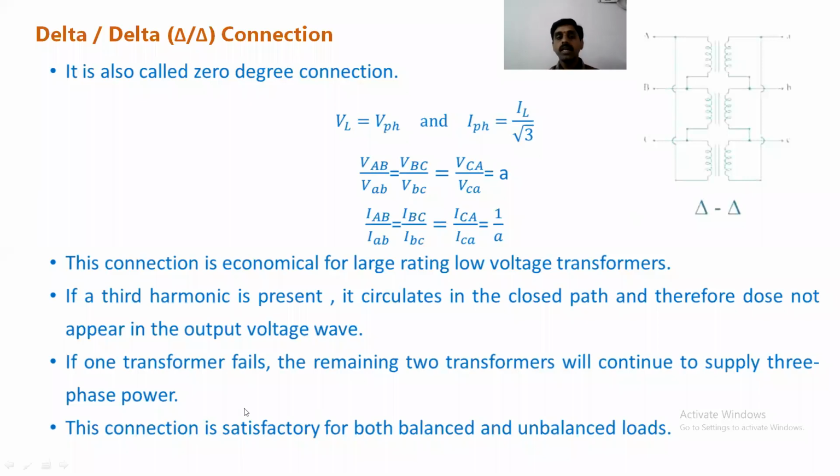That is required. If one transformer fails, as I said, the other two legs will operate. That is the open delta connection. There is no interruption of the supply. This connection is satisfactory for both balanced and unbalanced loads. So we must have the comparative features of different types of connections.